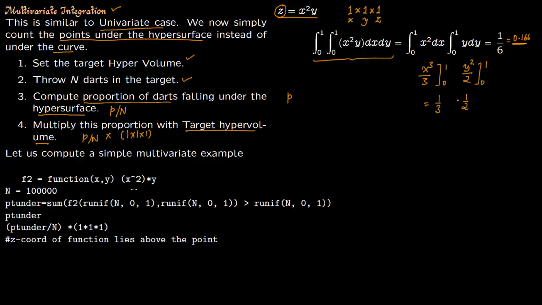So first is you set the function. Function is x squared y. Just copying it right here. This is f2. So there are 2 variables which go inside the function, x and y. Now this n is 100,000. We have already set the target hypervolume as 1 times 1 times 1. So you have to now find the points under the hypersurface. So you have to count the total number of points.